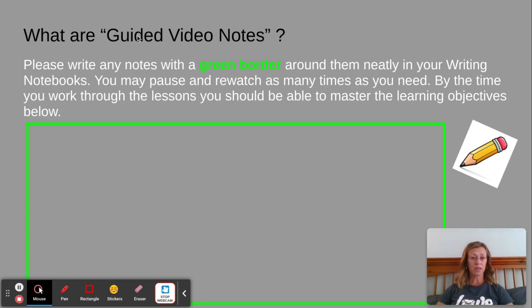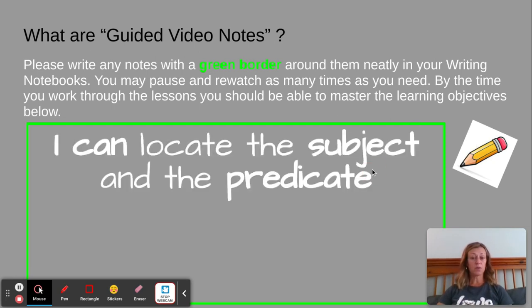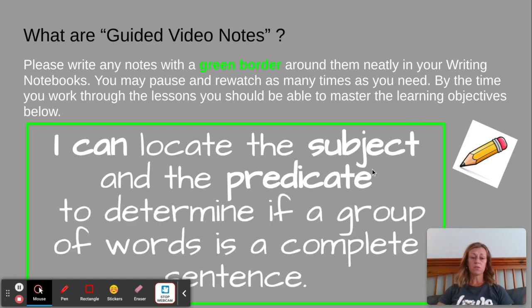So really important, the guided video notes. Basically, you will be watching this video and you'll be taking notes. So whenever you see a green border, that is when you take out your writing notebook. Mine looks like this. It's kind of fun. You can use any notebook at all. And within the green border, whatever you see, you're going to be writing in that notebook. So right now, you should pick up your notebook and write down today's date and write, I can locate the subject and the predicate to determine if a group of words is a complete sentence. I'll make sure all this stuff on the screen is out of your way. You can always pause the video also.